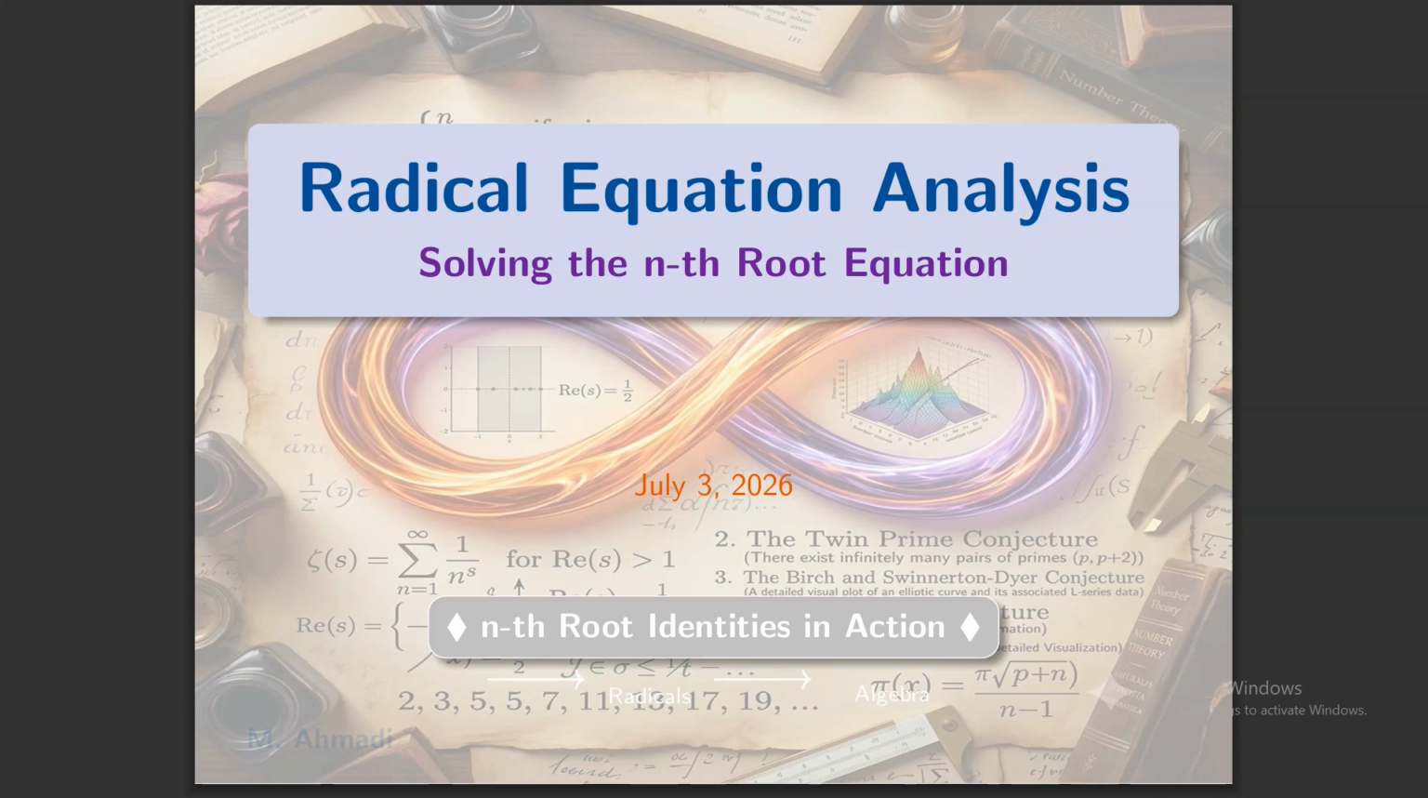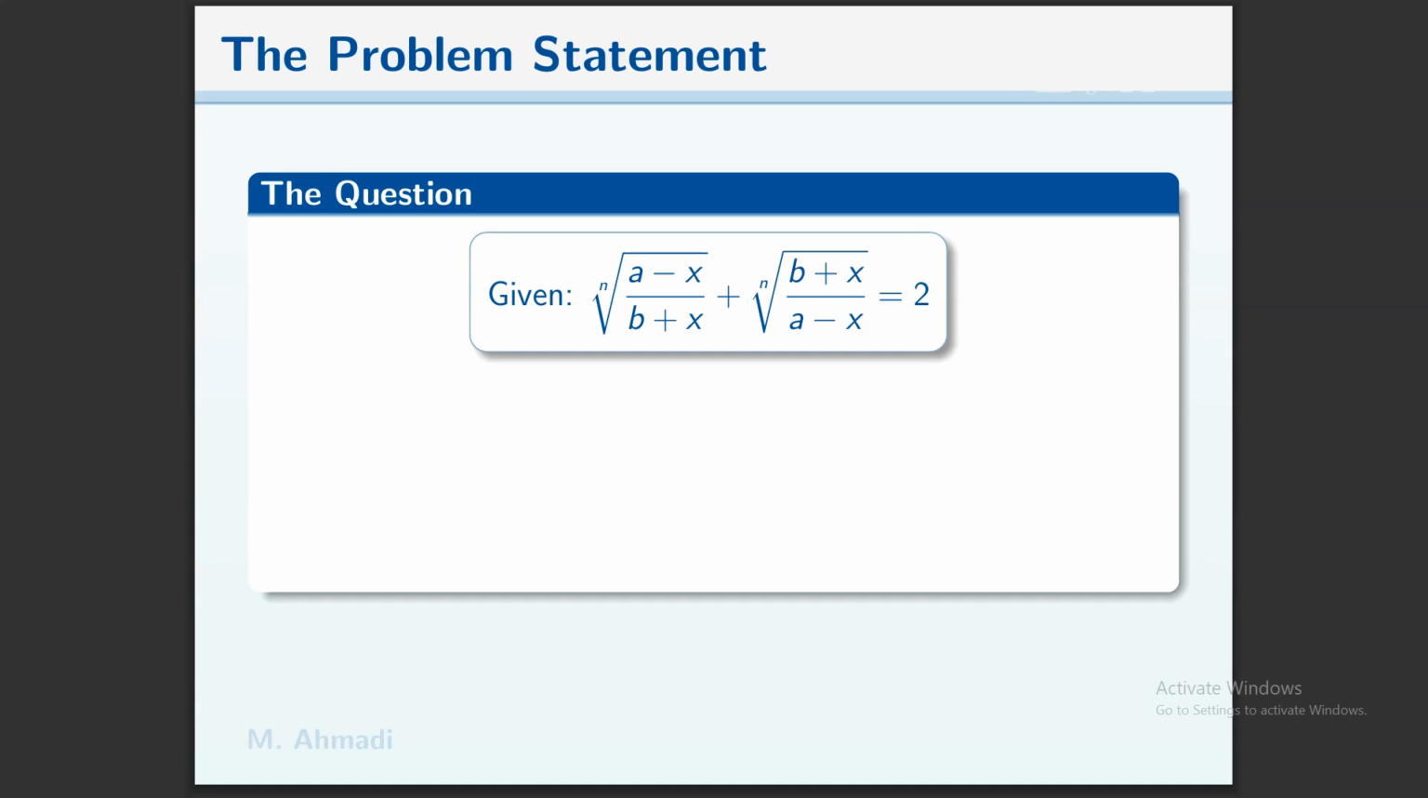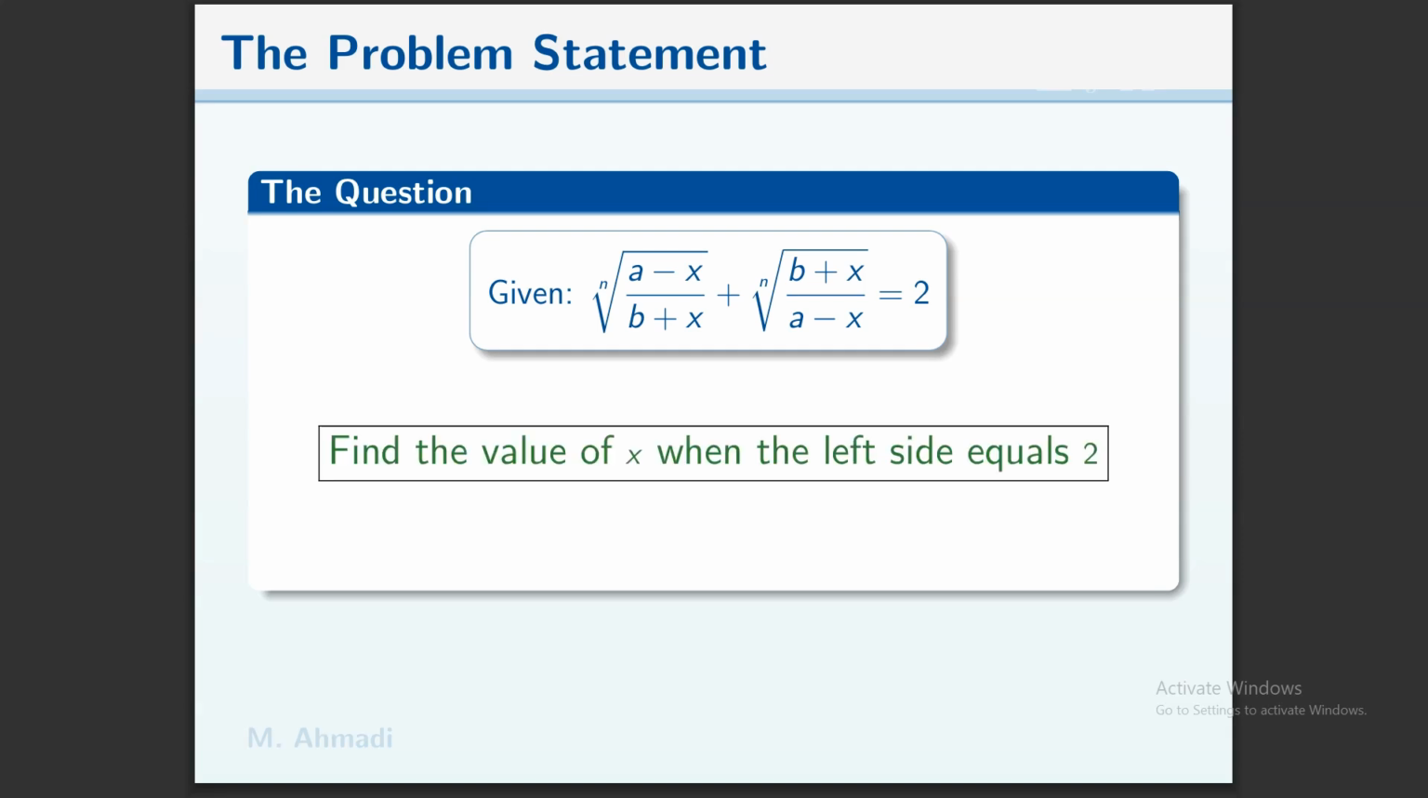Let's solve it. Here is the equation: the nth root of (a minus x) divided by (b plus x), plus the nth root of (b plus x) divided by (a minus x), equals 2. We are going to find the value of x when the left side equals 2. The answer should be represented in terms of a and b.